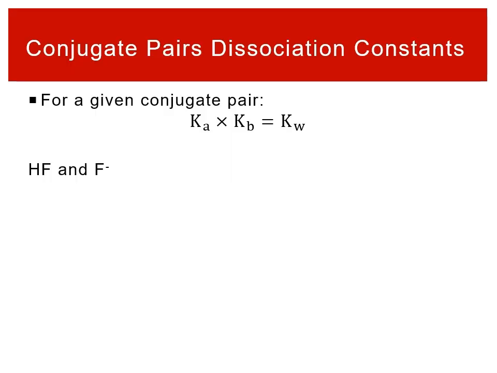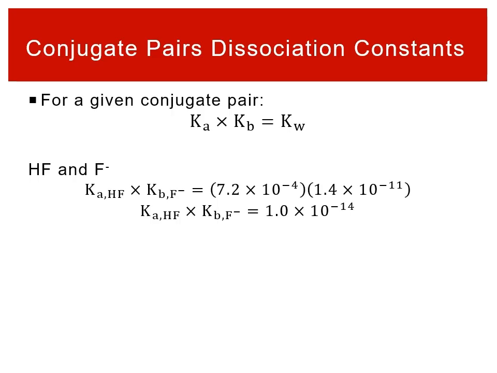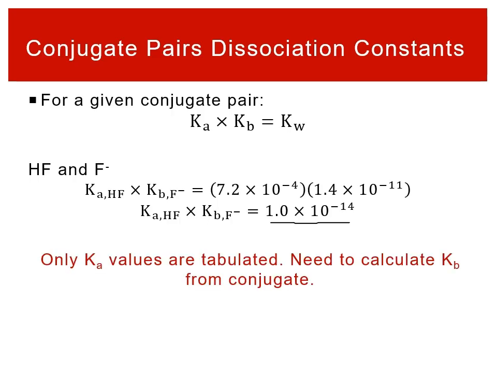And so, for example, if I have HF and F-, the Ka of HF is 7.2 times 10 to the negative fourth. We can look that up. Kb of F-, we can look that up, 1.4 times 10 to the negative 11. We multiply those together. We get 1.0 times 10 to the negative 14th, which is the value for Kw.